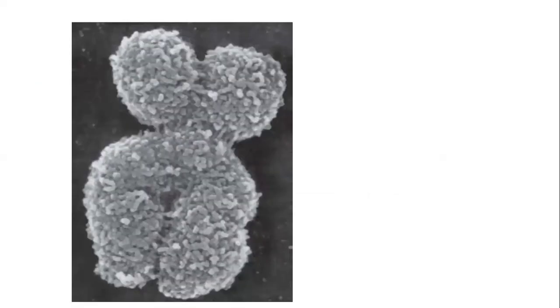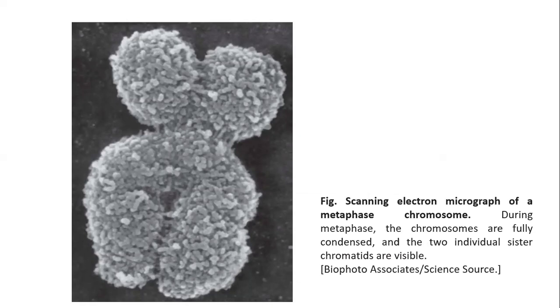Let me present about the nature of chromosome. What is this? This is a chromosome. The scanning electron micrograph of the metaphase chromosome. During metaphase, the chromosome is fully condensed and the two individual chromatids can be seen. Here are the two sister chromatids. Here, the centromere.